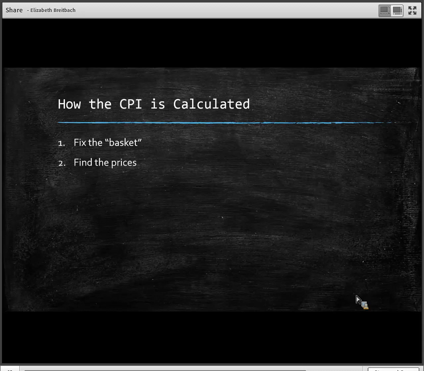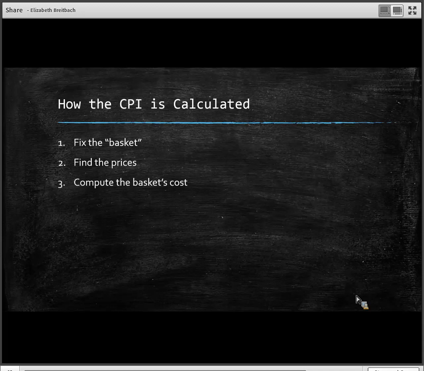After we fix the basket and we know, okay, this is what's in the typical consumer's basket, the people who work for the BLS go out and they collect the prices of all the different items in these baskets. So they find out what is the price of bananas, what is the price of the prom dress, what is the price of gasoline, all of the different items that fall into the basket. They go out and collect information on the price of those goods.